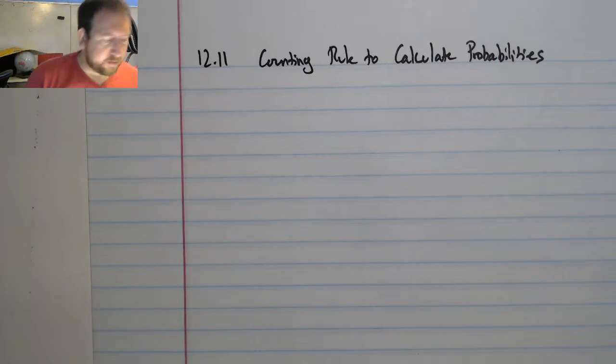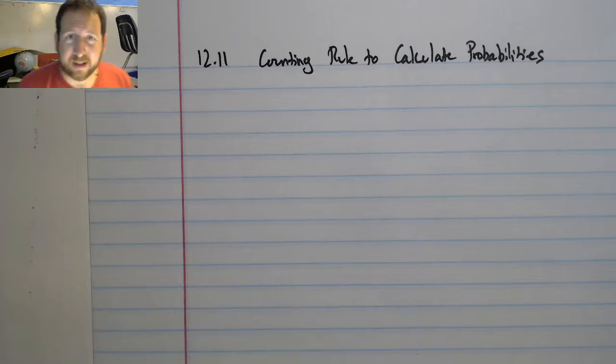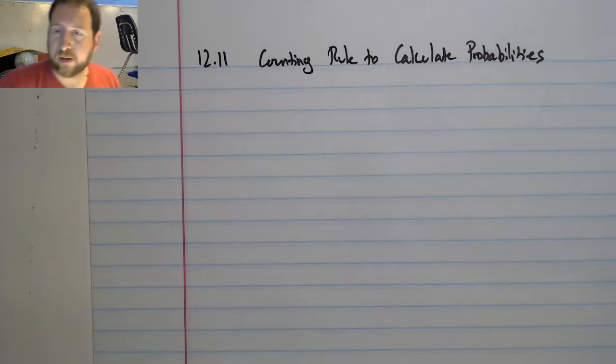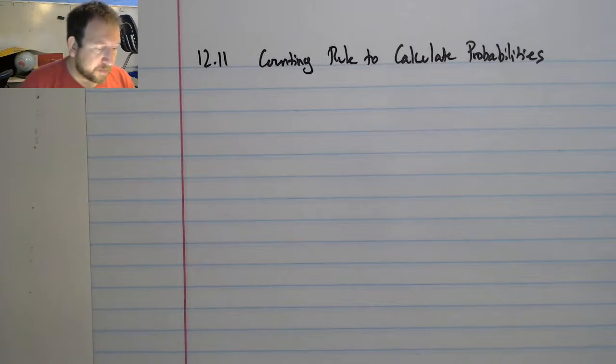Alright, I want to talk briefly about 12.11, counting rule to calculate probabilities. Again, this is pretty similar to what we've been doing in the previous sections, so I don't anticipate it being that much difficulty. But this time we can continue to use our counting rule of multiplying all the choices to get that number on the bottom.